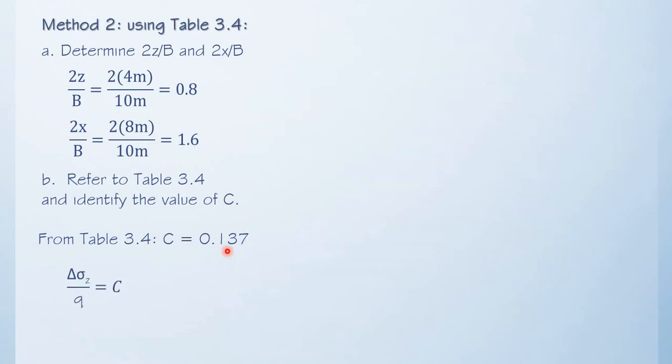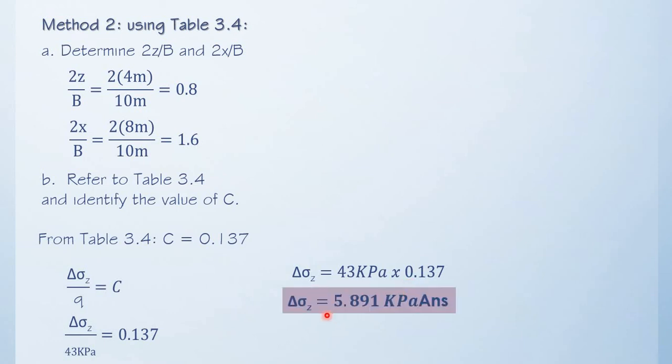We now substitute the value taken from the table to this equation. Vertical stress increase divided by Q is equal to C. We cross multiply. That becomes 43 kPa times 0.137. Vertical stress at point A with the use of the table is 5.891 kilopascal, and this is now our answer. So if we compare it with the value we had a while back when using method 1, it is almost equal. So that is now identifying the vertical stress caused by a strip load.